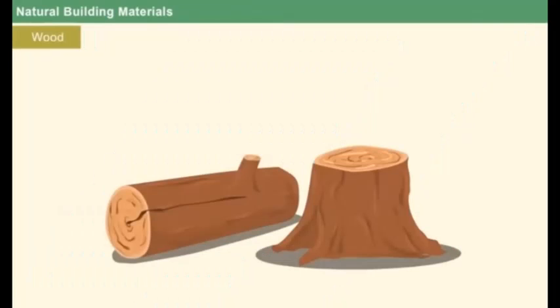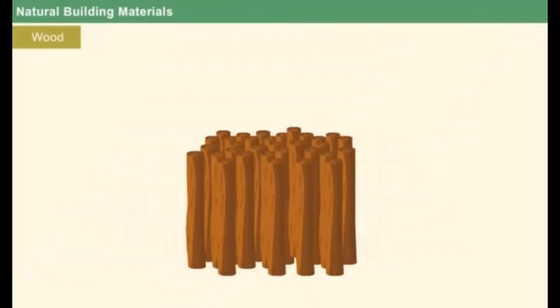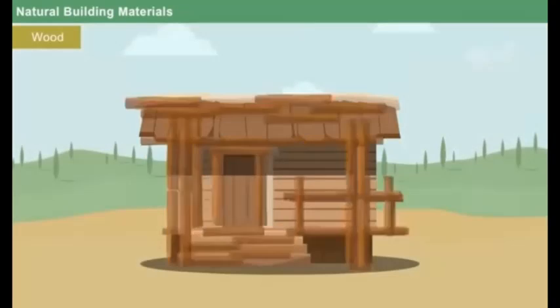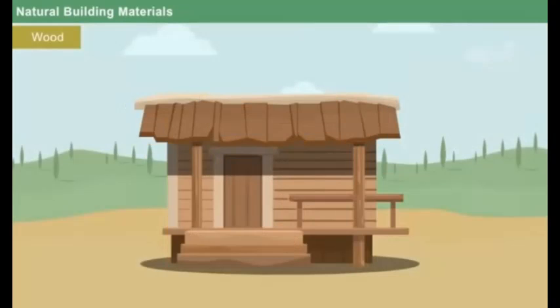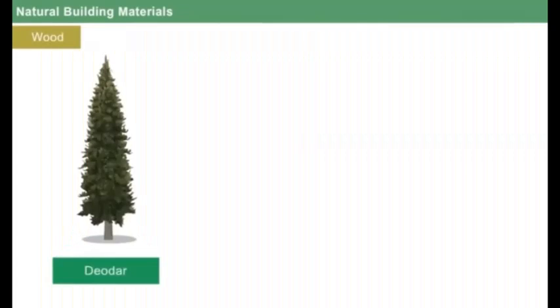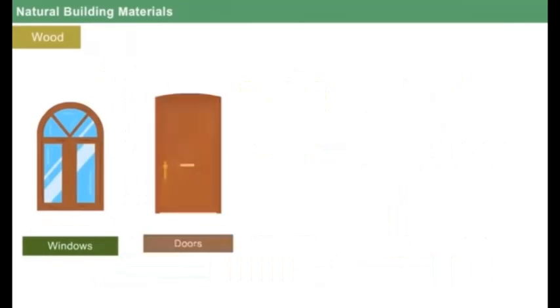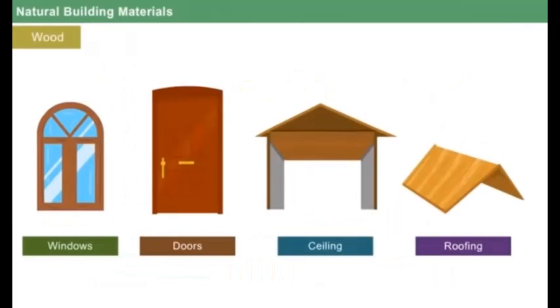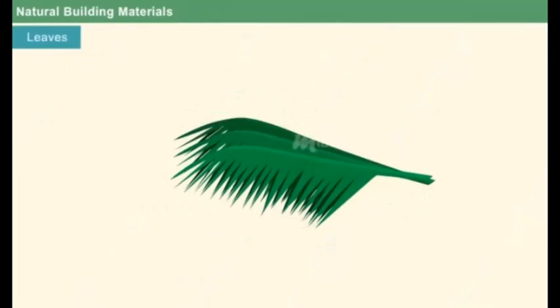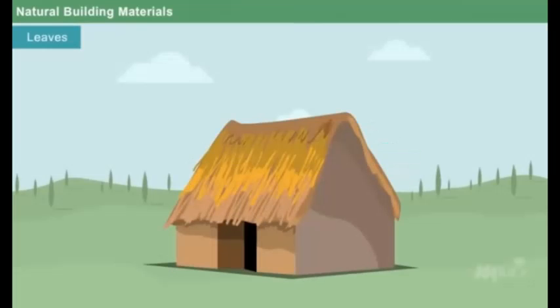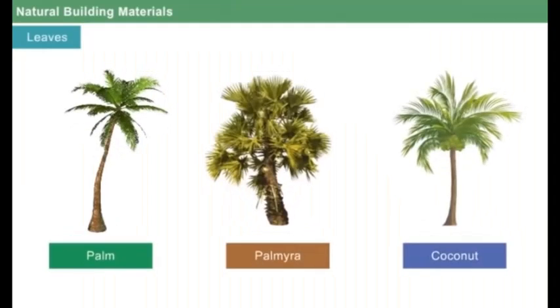Wood. Nature's most abundant material, wood, is one of the most important building materials in all periods. The main source of wood are deodar, teak, and bamboo trees. People use the wood mainly for the construction of windows, doors, ceiling, roofing, etc. Leaves. With the help of the leaves, people construct a temporary roof structure in their houses. Palm, palmyra, and coconut trees are the major source of leaves for construction.